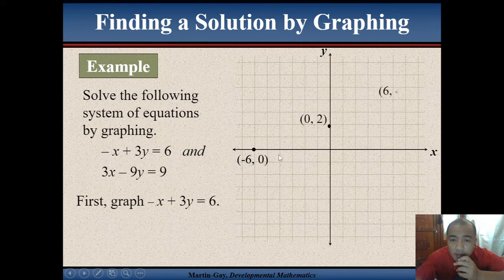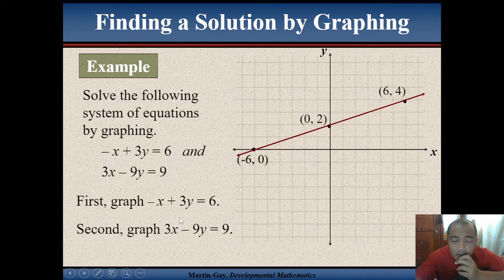Tama, di ba? Y-intercept 2, x-intercept negative 6. How about for the second graph? X-intercept 3, y-intercept negative 1. And for the y-intercept, 3, 0. Okay. So what is the point of intersection between the two lines?